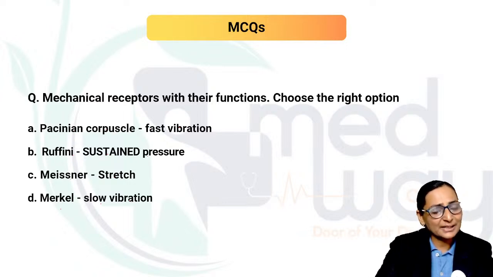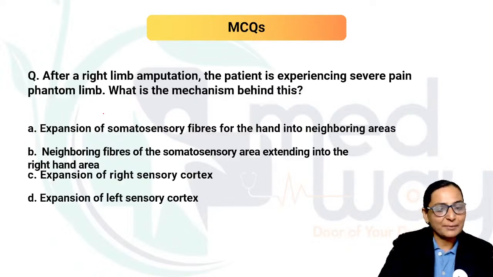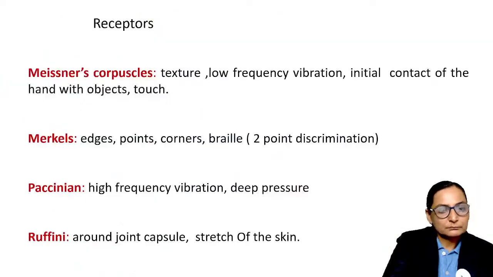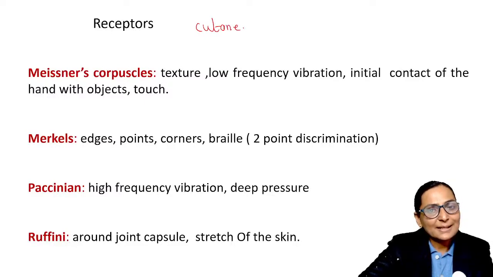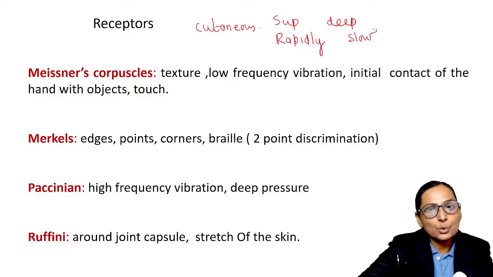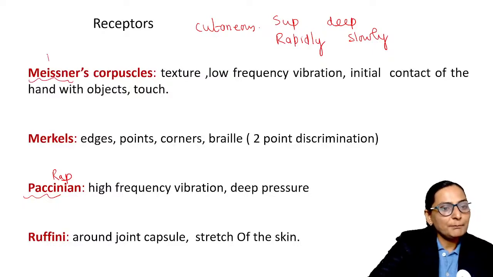A very simple and a very repeatedly asked question. Definitely it is Pacinians with fast vibration. So, if you look into your cutaneous receptors, you can classify these cutaneous receptors as superficial and deep, and you can classify them as rapidly adapting and slowly adapting. Okay? So, rapidly adapting are Pacinian and Meissner's. Slowly adapting are Merkel's and Ruffini's.